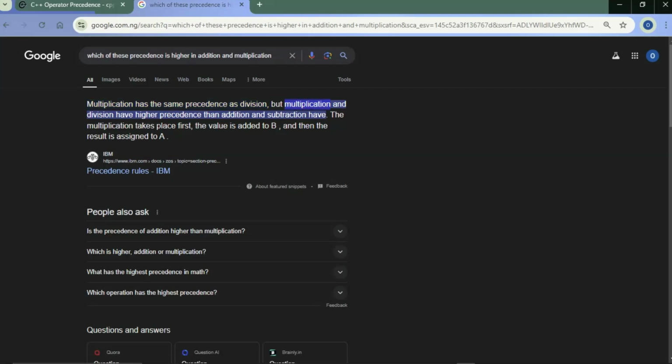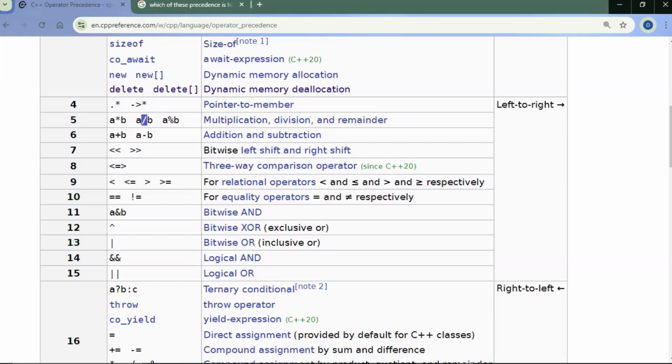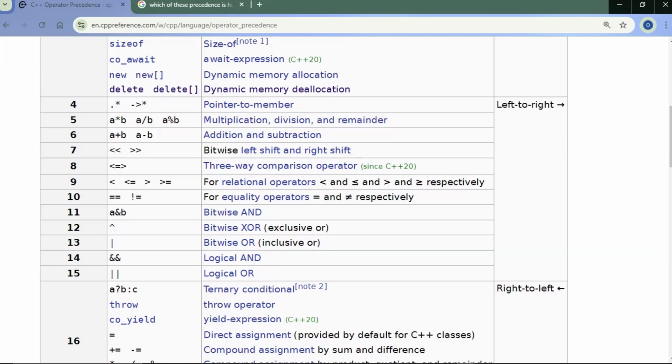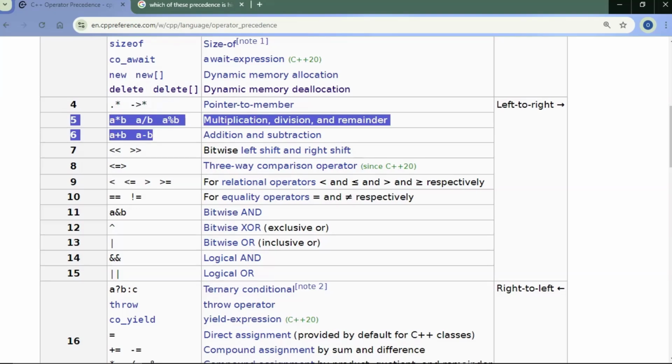But multiplication and division have higher precedence than addition and subtraction, which is here. But in our library here, we have some kind of gibberish error, garbage that is not supposed to be seen here, because here multiplication and division is higher than addition and subtraction. This fact is error.